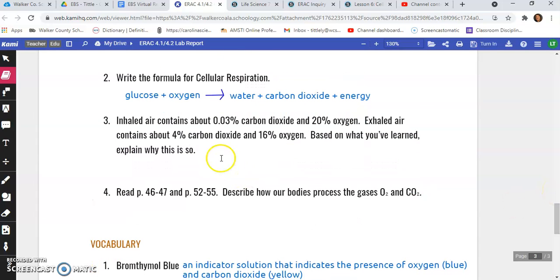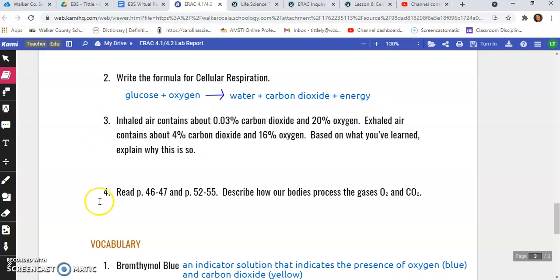Then for number 2, we talked about the formula for cellular respiration. Cellular respiration takes in glucose and oxygen, glucose from the food we digest, from the nutrients, and oxygen from the air that we breathe in. And then the arrow stands for it yields or produces through the reaction the products water plus carbon dioxide plus energy.